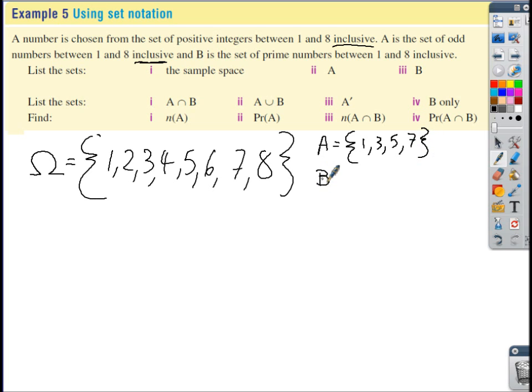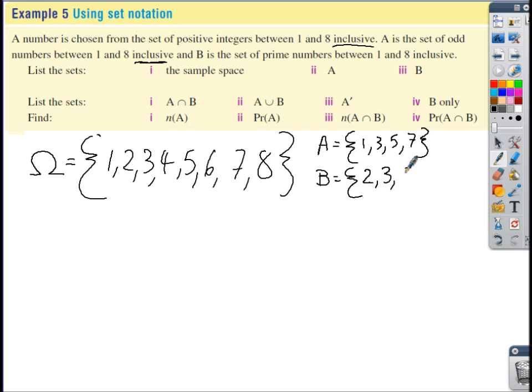And let's have a look at B. B is the prime numbers. If you remember, a prime number is a number that's only divisible by itself and 1. In other words, it has no other factors. So 1 is generally not considered a prime number. It's a special case. So we start with 2 is a prime number. It doesn't have any other factors besides itself and 1.